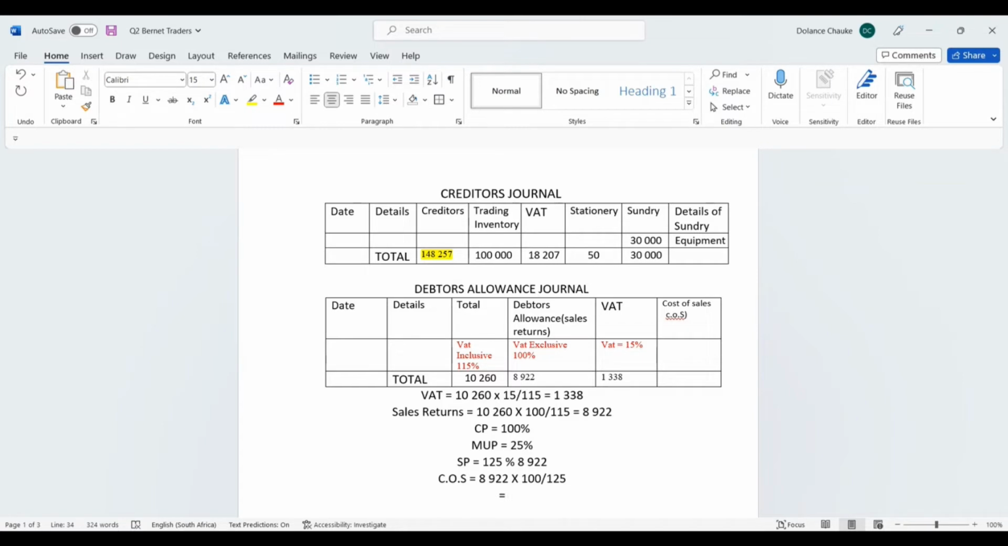$7,138. Is everyone getting 7138? I'm getting it as well. It's 7138. So that's why I wrote it.